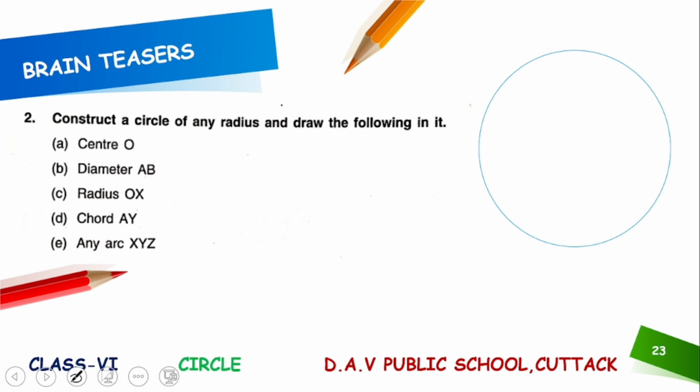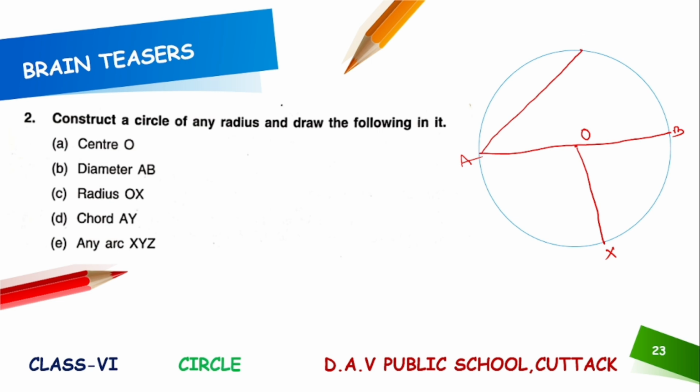Next, construct a circle of any radius. Okay, first circle. Now draw the following. First, the center, that is O. Diameter AB, so draw a diameter and name it AB, and the diameter must pass through the center. Radius OX, so draw a radius, that is OX, and a chord AY. Okay, so draw chord AY, and an arc XYZ, this one is Z.